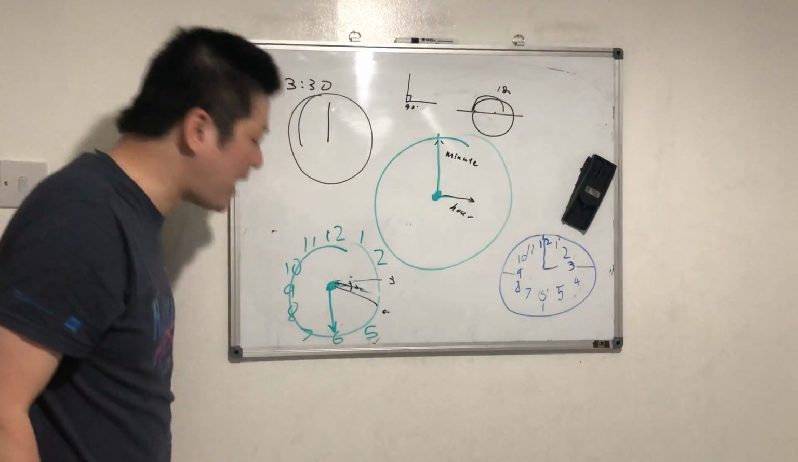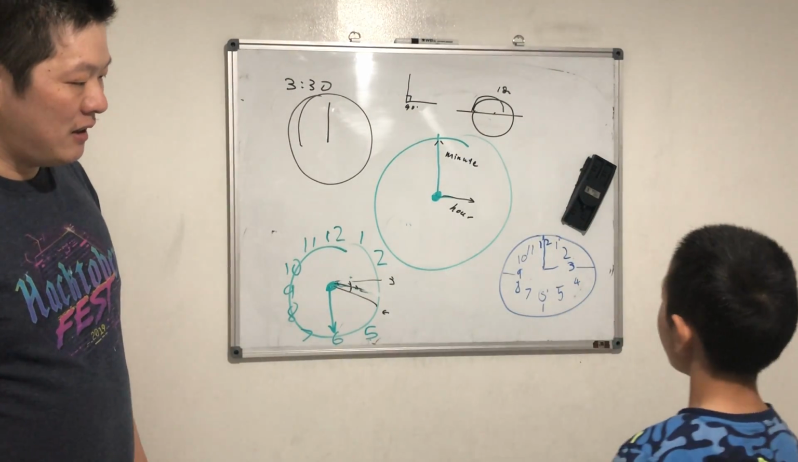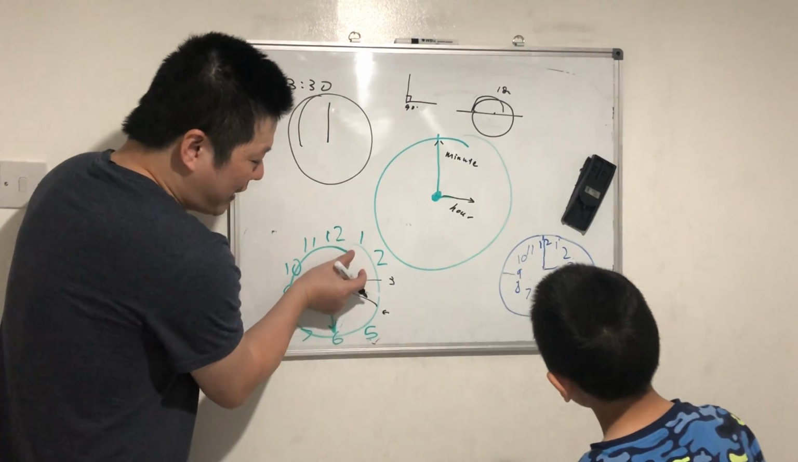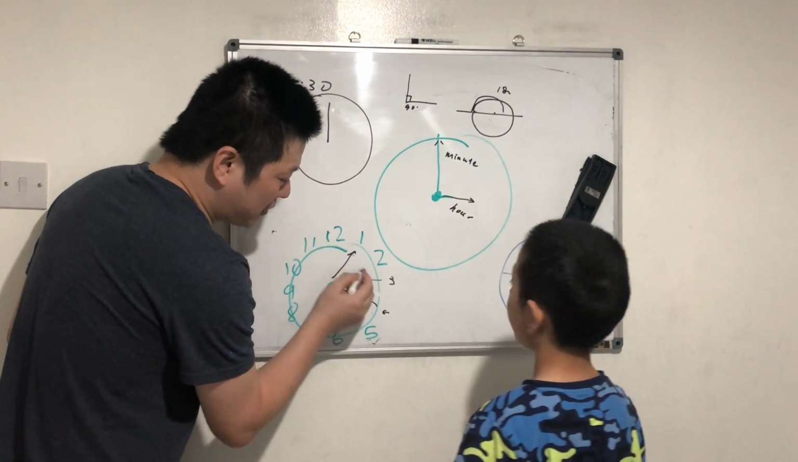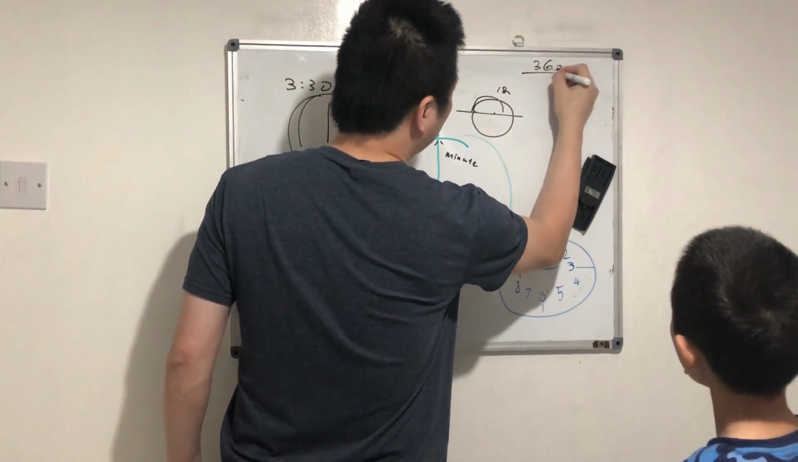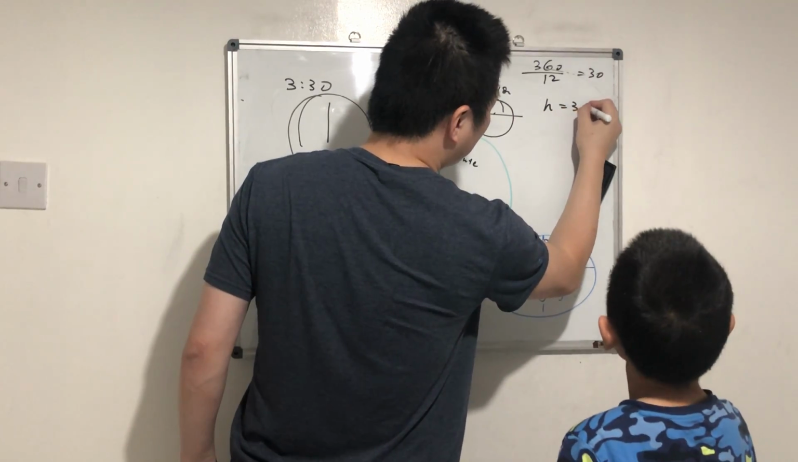And how many hours on a clock? 12. So how many degrees between 1 hour, if the hour goes from 1 to 2? 30 degrees. Well done. So look, 360 divided by 12 is 30 degrees. So we know 1 hour equals 30 degrees.